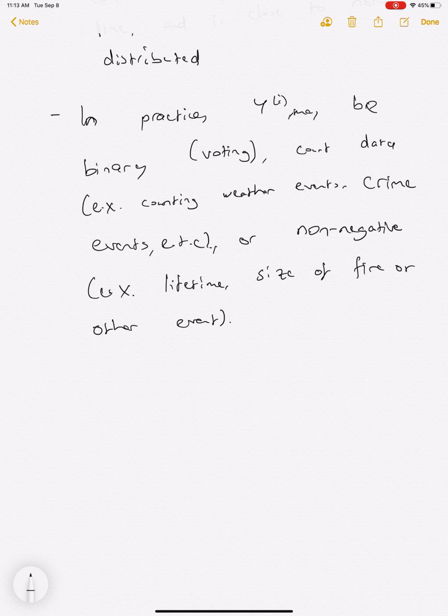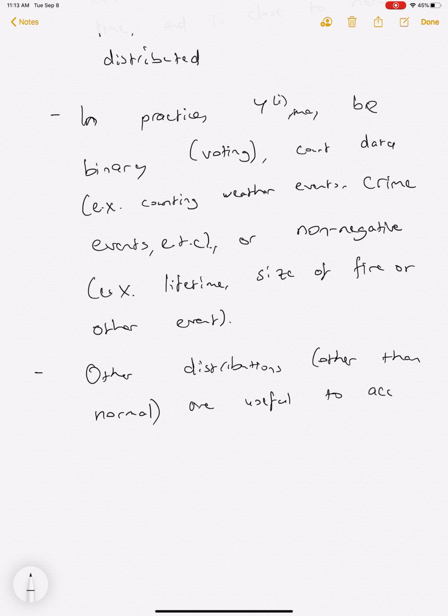And so hopefully, if you think about this question a little bit, from what you've hopefully covered in 309 or any other probability course, Math 431, or any probability course that you've seen before, other distributions, so other than normal, are useful to account for other data types.